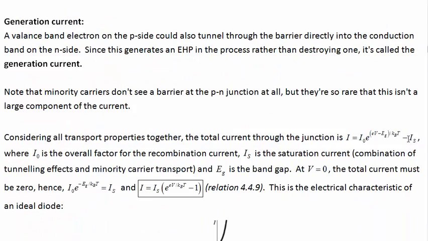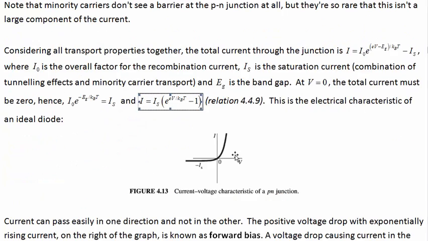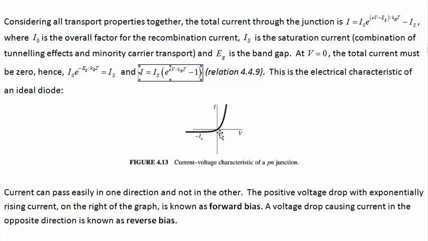We'll call it the saturation current, IS. And the voltage dependent one is this first term here. Taking both of them together, it turns out that given that at 0 volts you have 0 current, the PN junction creates a current profile that looks like this.